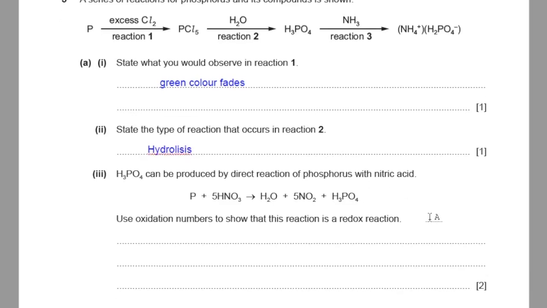Part 3, phosphoric acid can be produced by direct reaction of phosphorus with nitric acid. Use oxidation numbers to show that this reaction is a redox reaction. So a redox reaction is when both oxidation and reduction are taking place simultaneously. Over here, I see that phosphorus oxidizes from 0 to plus 5, and nitrogen from HNO3 reduces from plus 5 to plus 4.